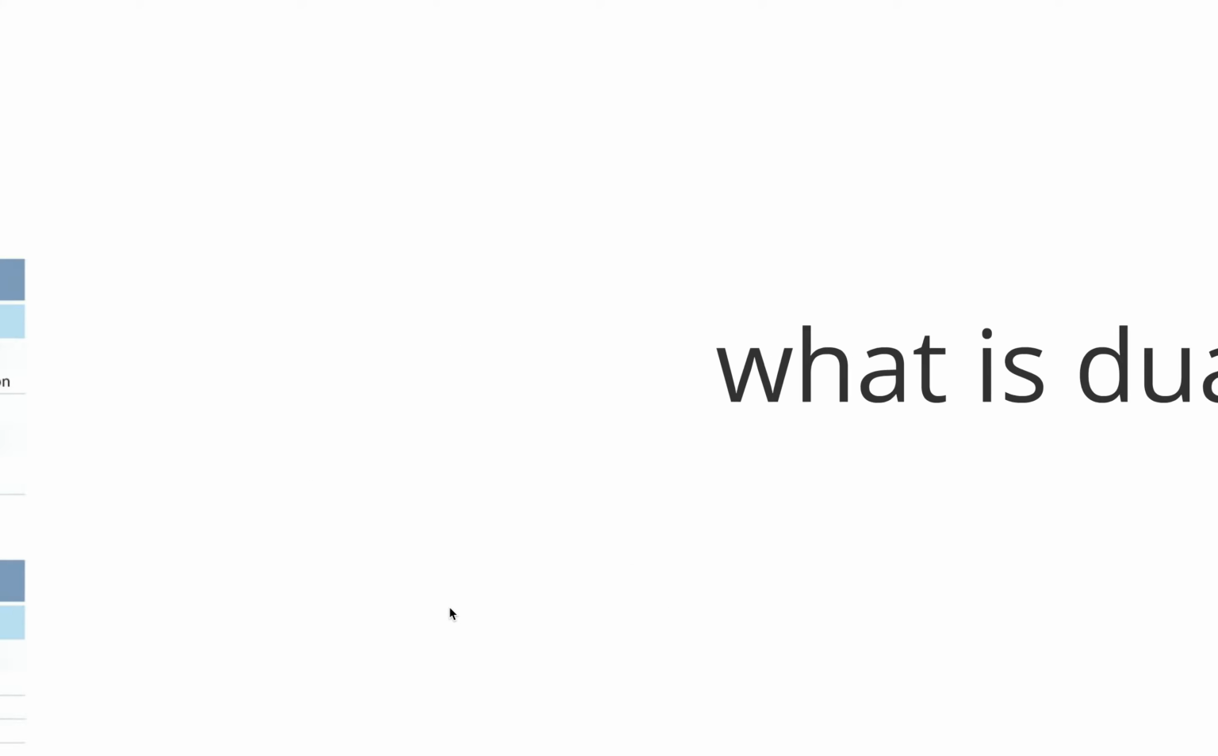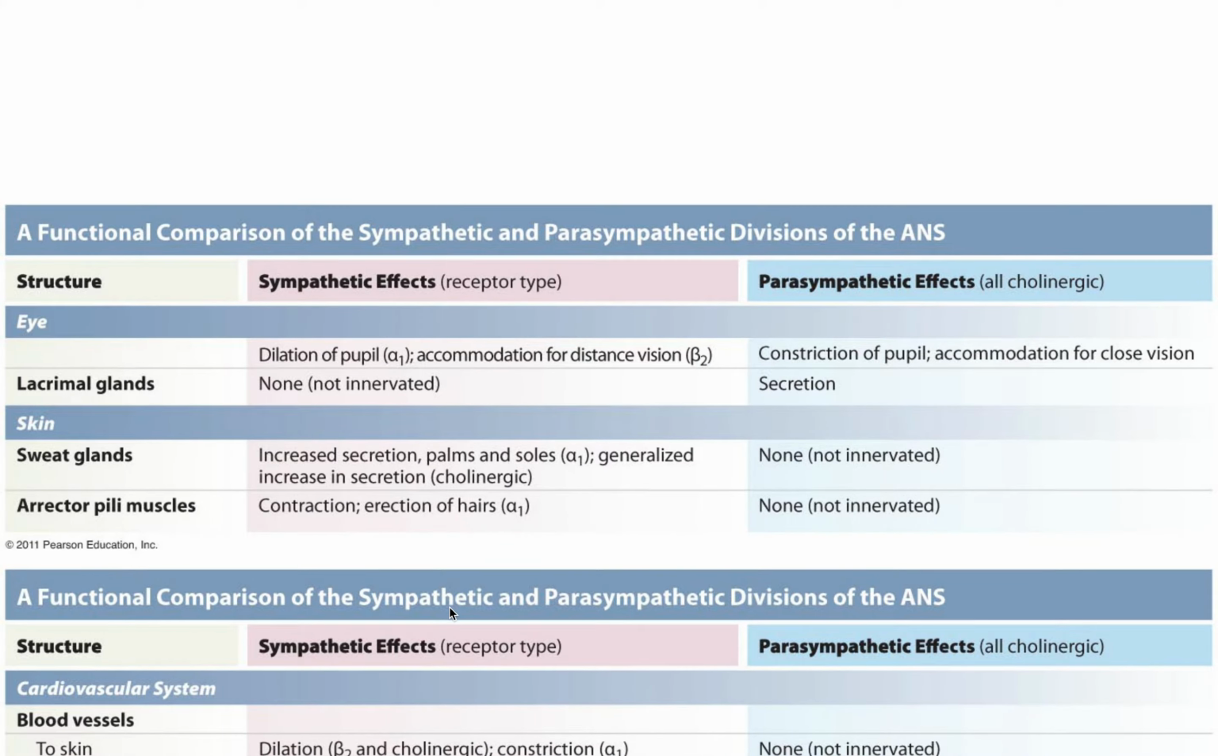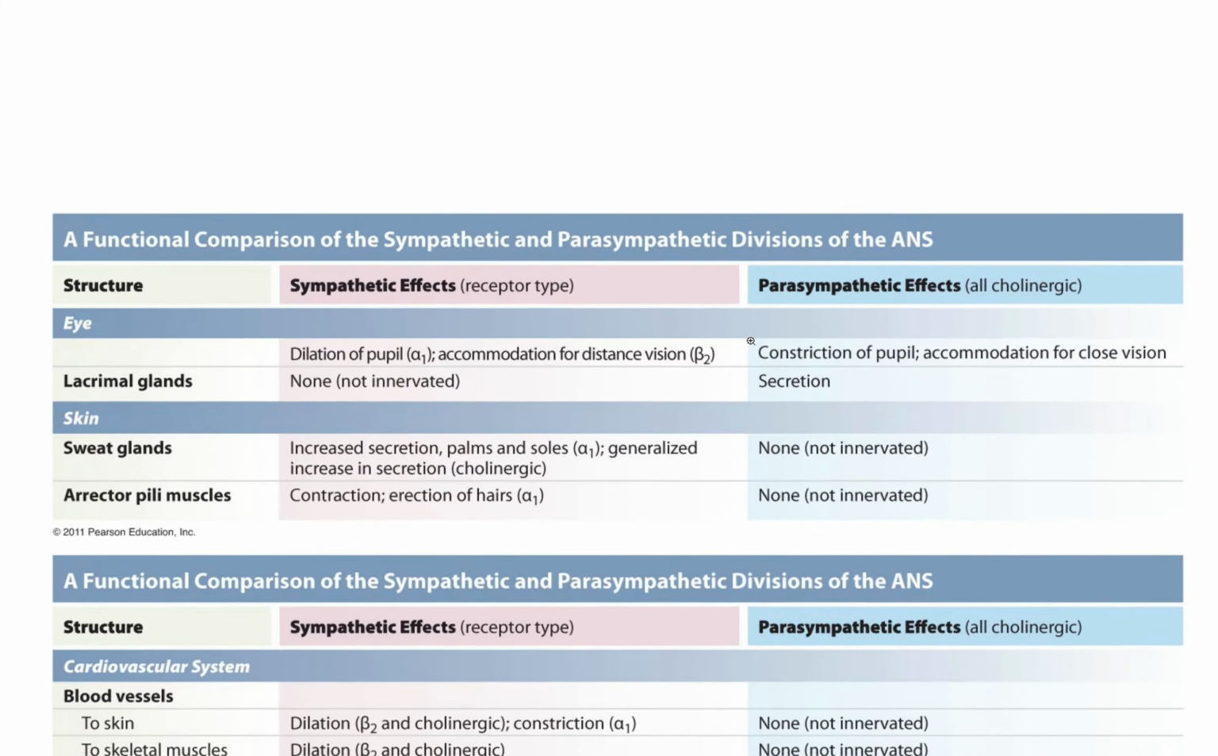What is dual innervation? This table from your book shows you that most things are stimulated by both the sympathetic and the parasympathetic branches of the autonomic nervous system. So, for example, the eye. Sympathetic is going to cause dilation of the pupil. Parasympathetic is going to cause constriction of the pupil. So, again, opposite effects.